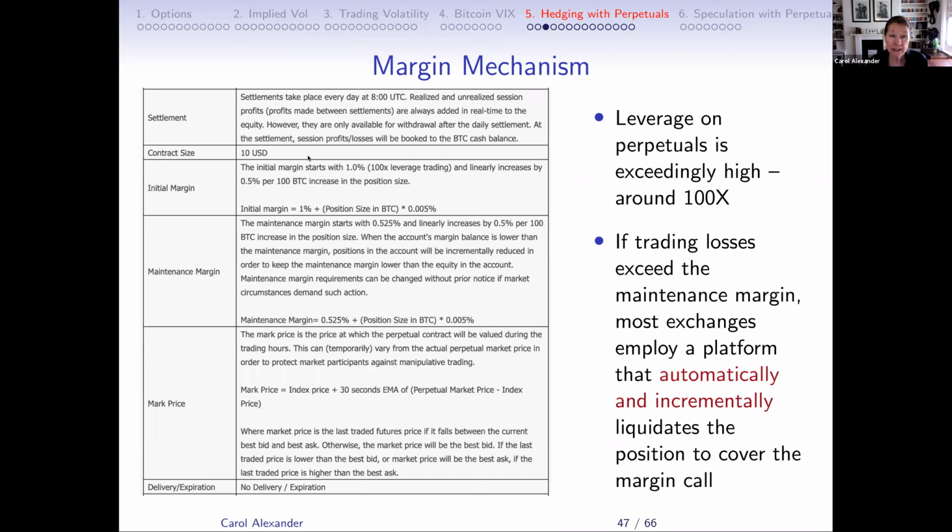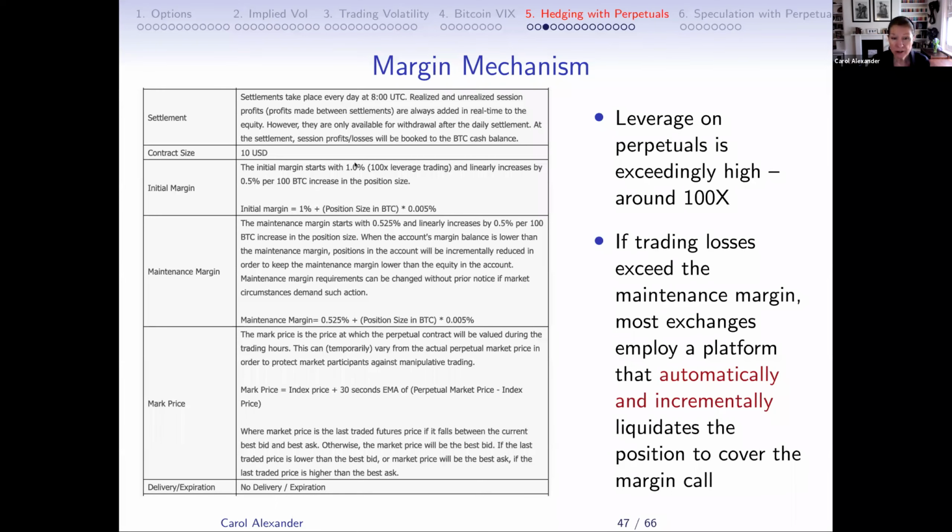So settlements are very regular. They take place every day at 8 o'clock in the morning, and it's the same for all of those exchanges. It's always 8 o'clock universal time. And the realized and unrealized session profits, which I'll talk about in a minute, are added in real time to your equity, but you can't change your margin account until 8 o'clock in the morning. And then if you want, you can withdraw funds from the margin account.